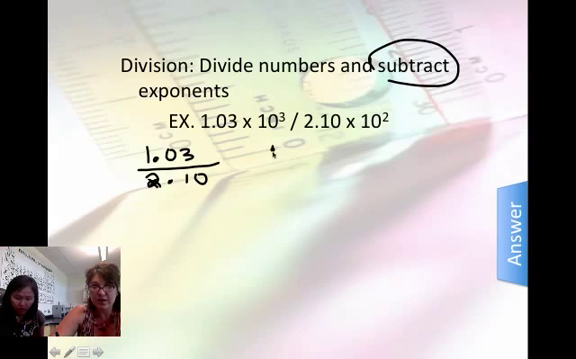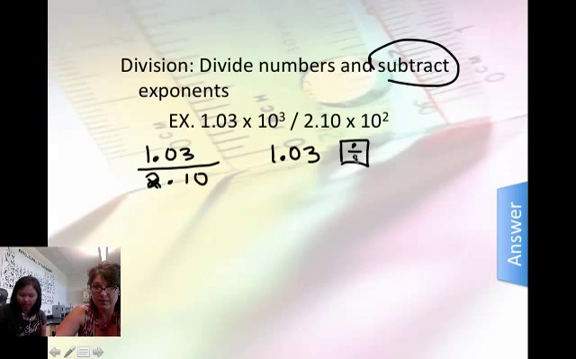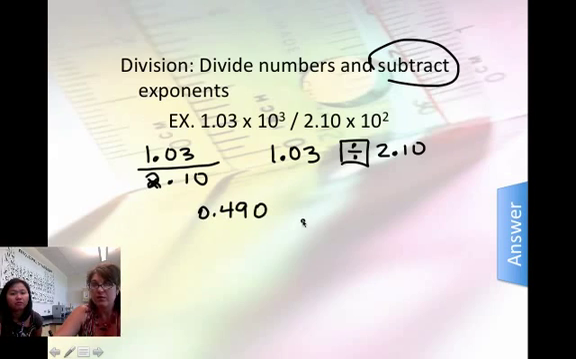Right, so in your calculator, if you do this, you're going to push in 1.03 first, and then that divide button. Right, and then 2.10. Okay, let me try that again. Divided by 2.10, it's 0.490. All right then. And let's subtract our exponents.